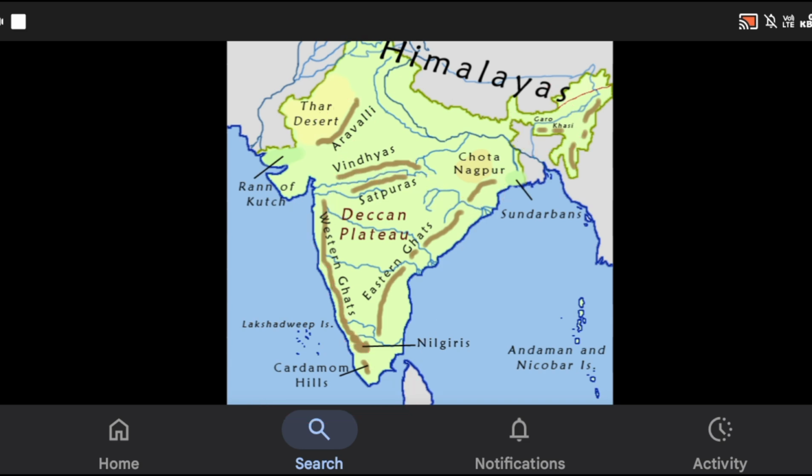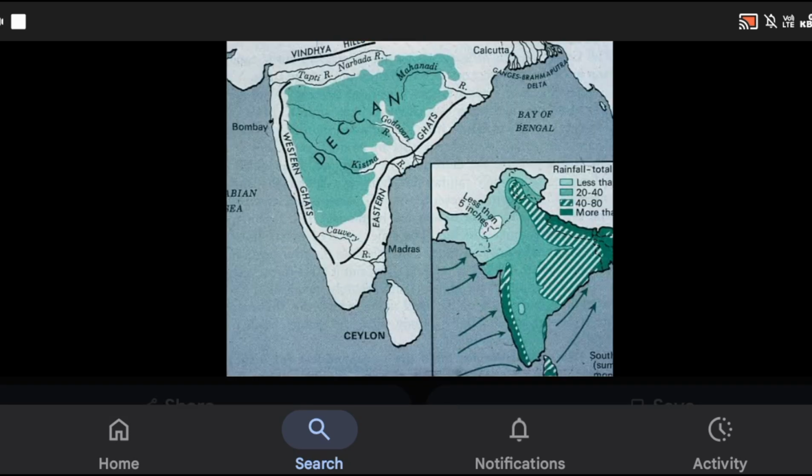Now we will try to find out some important rivers in the northern area. So you can point out from here, when it comes to the Eastern Ghats, you can figure out here there is the river Mahanadi, and in the Western Ghats also you can find the rivers, like in the topmost region you can find Tapati and Narmada.